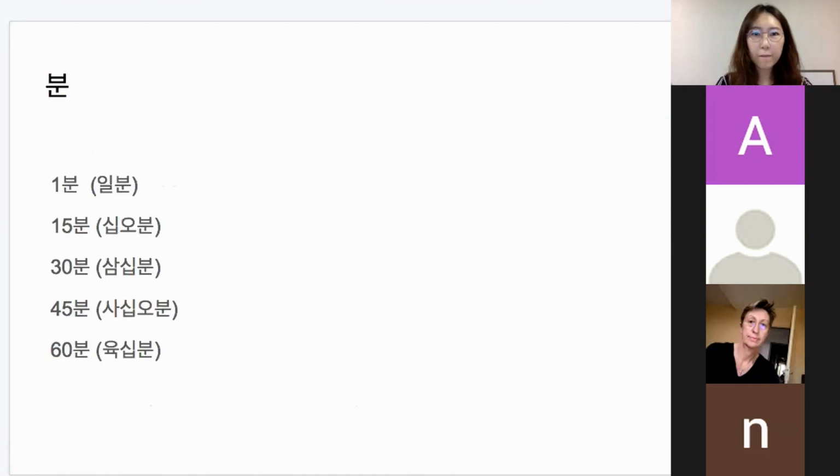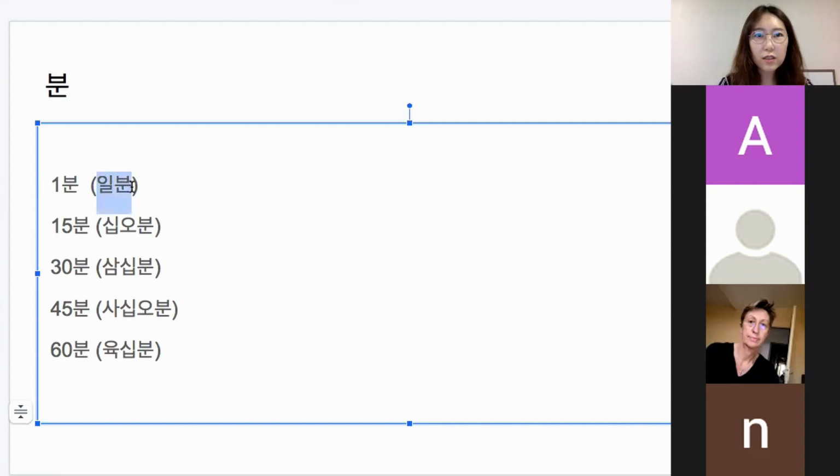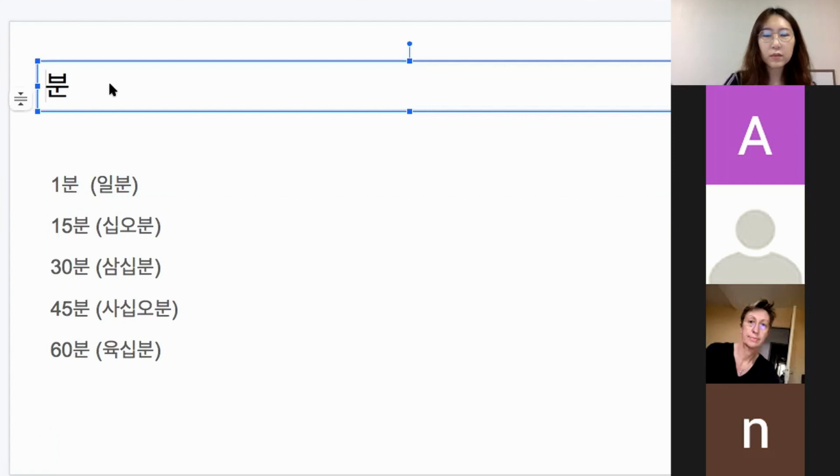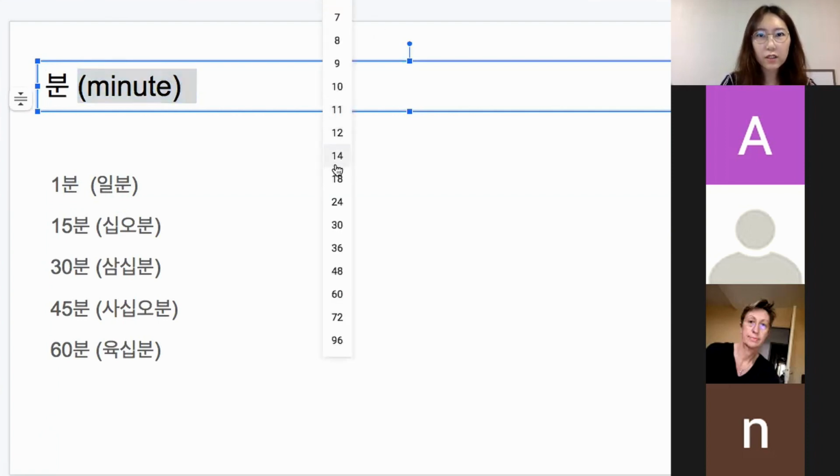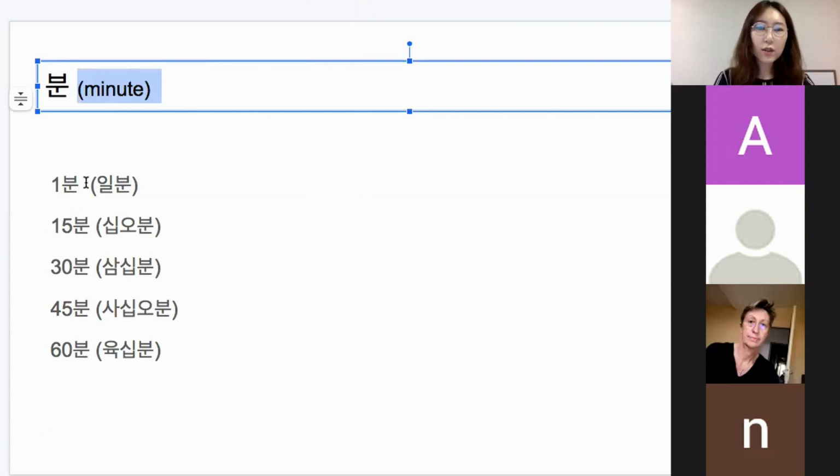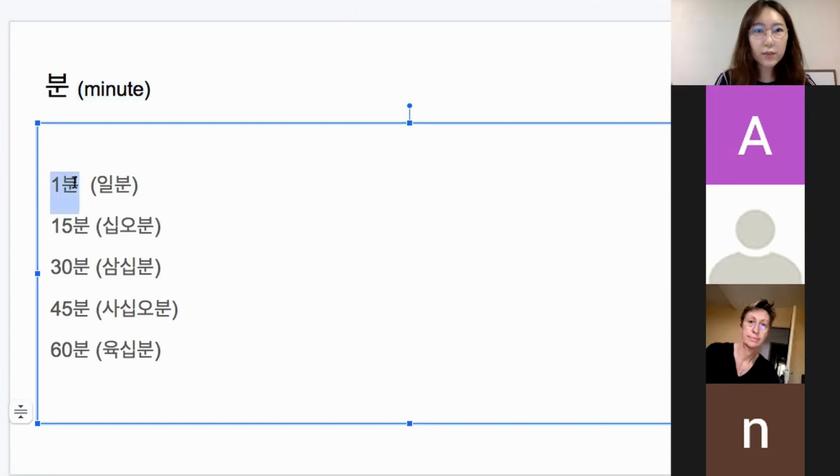Okay. We use this number for minutes. Use this number, like 1분, 1 minute. 분, minute. So 1 minute we call 1분. 15 minutes, 15분.